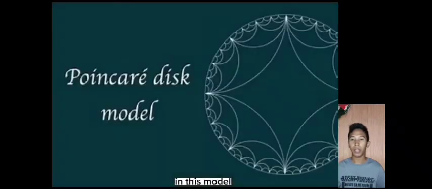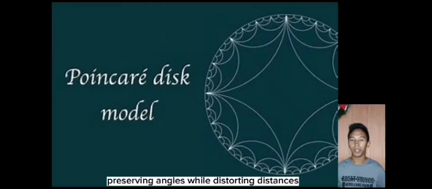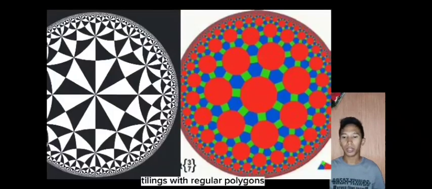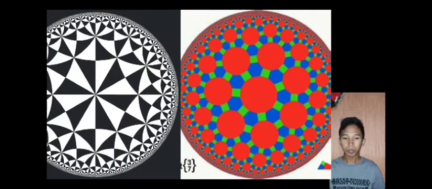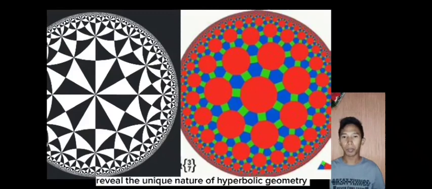To help us visualize hyperbolic space, mathematicians use the Poincare disk model. In this model, the entire hyperbolic plane is mapped within a unit disk, preserving angles while distorting distances. Hyperbolic space allows for mesmerizing tilings with regular polygons, a feature not possible in Euclidean geometry. These intricate patterns reveal the unique nature of hyperbolic geometry.